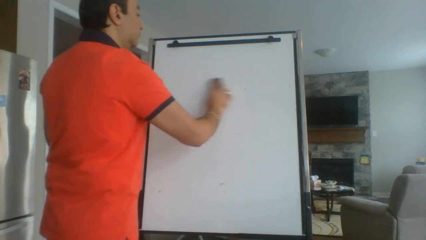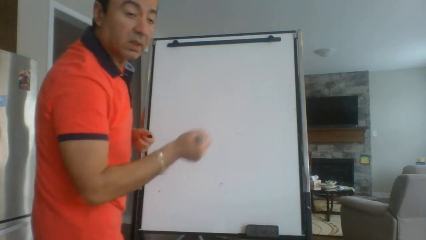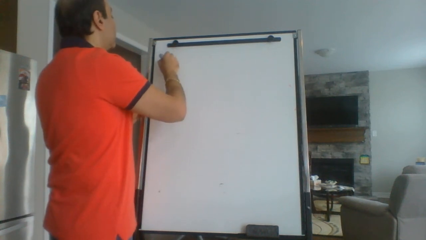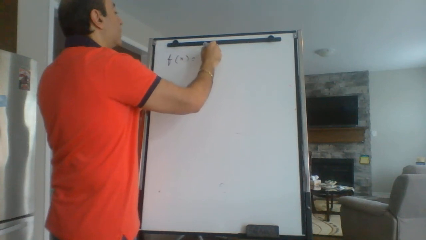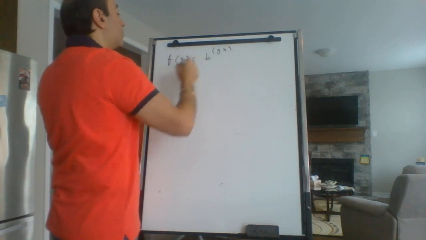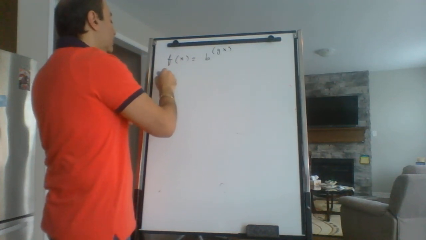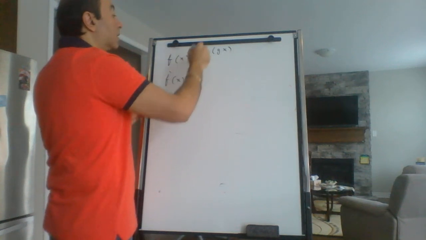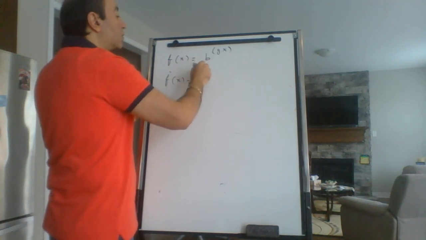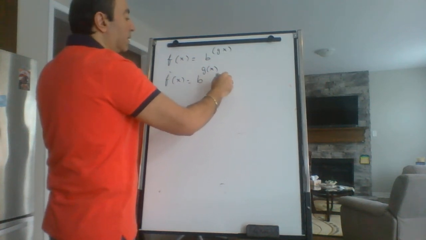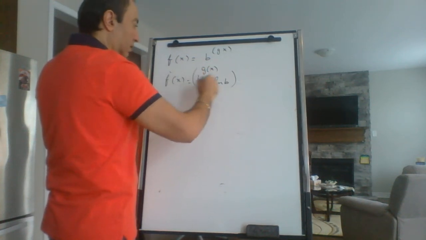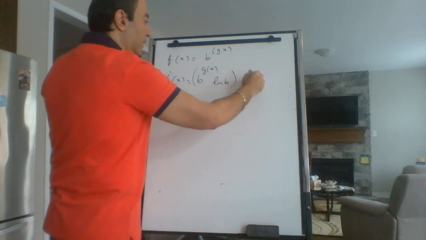Also, I still have time. If I have f of x equal b to the power of g of x, this is a composite function. So f prime of x will equal b to the power of g of x. Don't forget now ln b times g prime of x.